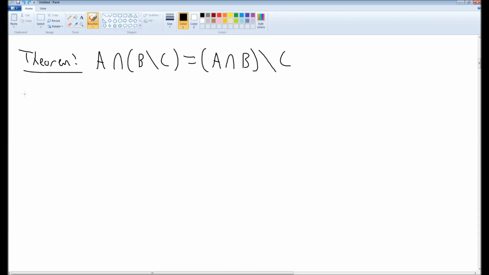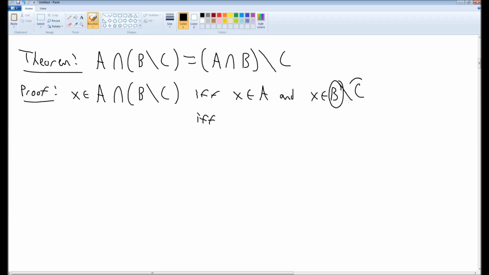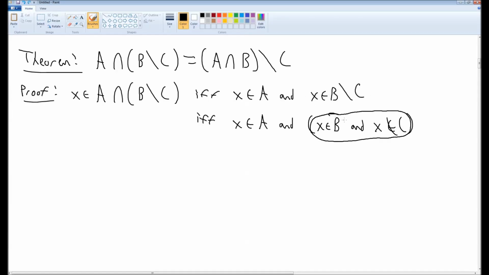All right, now let's try to prove a few useful identities involving set difference. How do we prove this one? Well, if you're in this set, that's the same as saying you're in A and you're in this set. But what's this the same as? Saying you're in B minus C is the same as saying you're in B, but you're not in C. So we can rewrite this part as just saying X is in B and X is not in C.